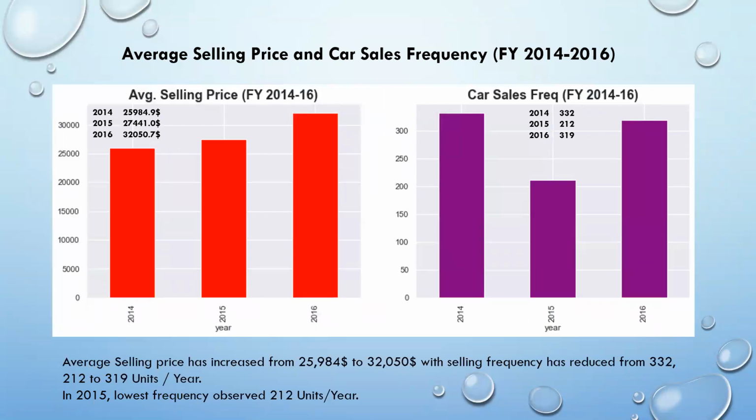Average selling price of car and car sales frequency in 2014 and 16. We can see average selling price of the car has increased in the down sales period from 25,000 to 32,000. But we can see the car sale frequency is also down, from 332 to 319, which means that in 2015 there was a sudden drop in the frequency of cars sold in that year, and then after it gradually started upward.